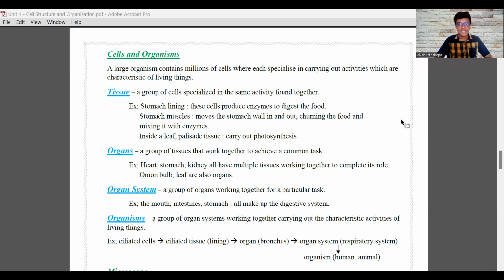Overall, you have to have an idea that a single cell on its own is always specialized. So a group of such specialized cells is known as a tissue. Then a group of such specialized tissues is together known as an organ. And a group of organs that work together forms an organ system. And a group of organ systems that work together forms an organism.